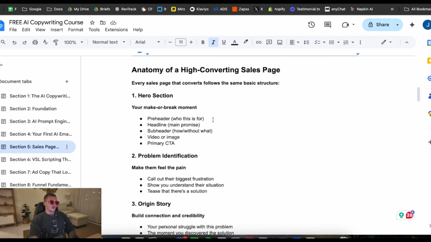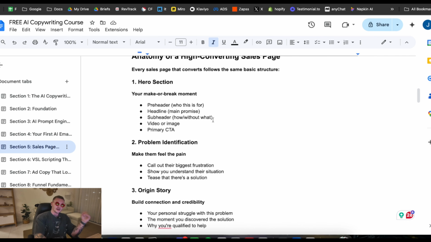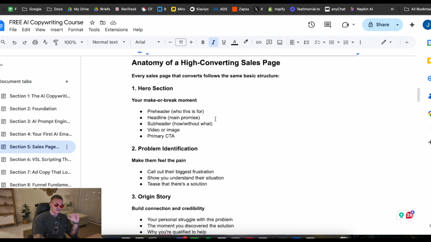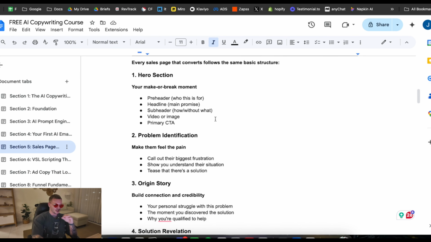So let's cover the anatomy of a sales page. This is where you would direct traffic to, and this is where it's going to tell the person what this offer is, what the product is. It's going to tell them either to buy now or book a call or whatever that CTA is. Most high converting sales pages follow this kind of basic structure.